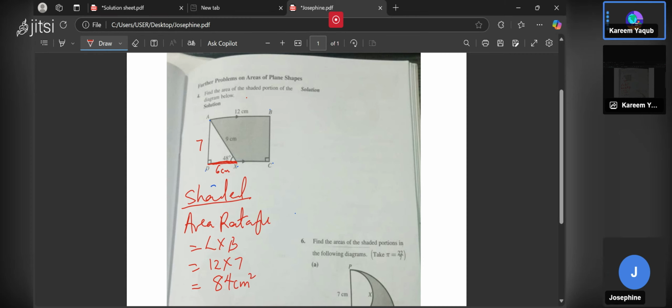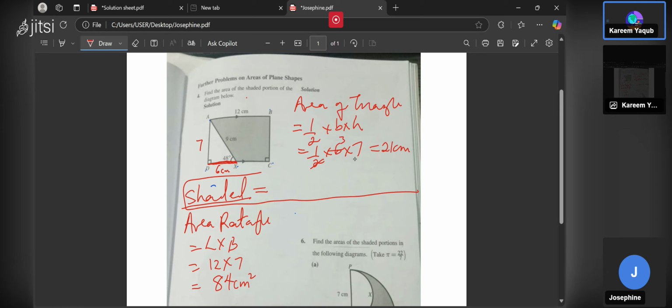So area of triangle is equal to half times base times height. That is half times 6 times 7. 3 times 7 is 21. 21 centimeters squared. So area of shaded, this one that we're looking for, will then be 84 minus 21.